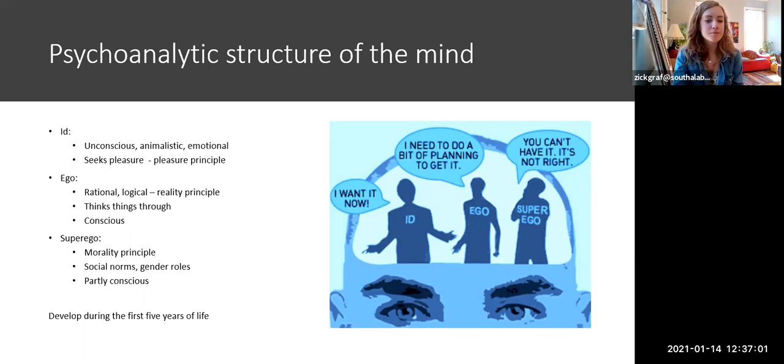And Freud believed that these mental structures developed during the first 5 years of life and that they were very strongly influenced by parenting.